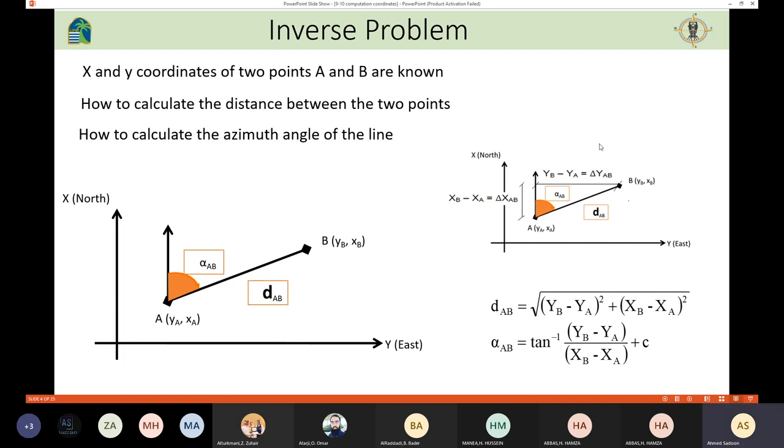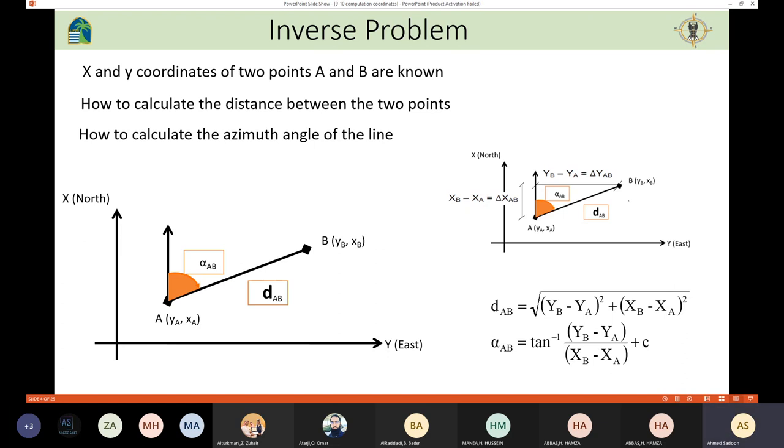If the line is located in the first quadrant, then the value of C here, like you can notice, we have another term, plus C. The value of C is going to be zero, because this angle here directly represents the azimuth of that line. But if that line was located here, then what you will be determining is the angle here. So in this case, I need to add 180. The angle that I really want is going to be this angle, so it's going to be 180 minus the angle I calculated from this equation. So if the line was located here, then I need to have a correction factor, C. So depending on the quadrant, the value of C is going to vary.